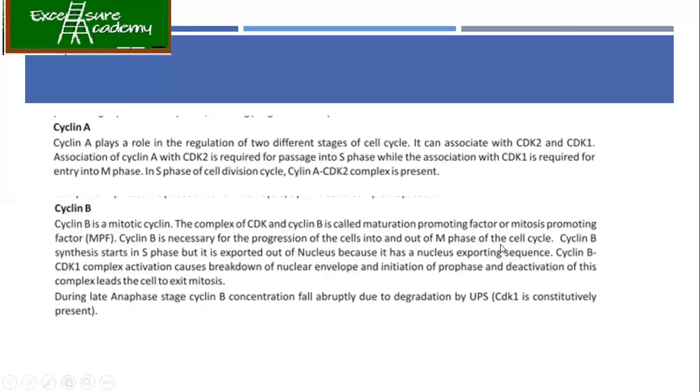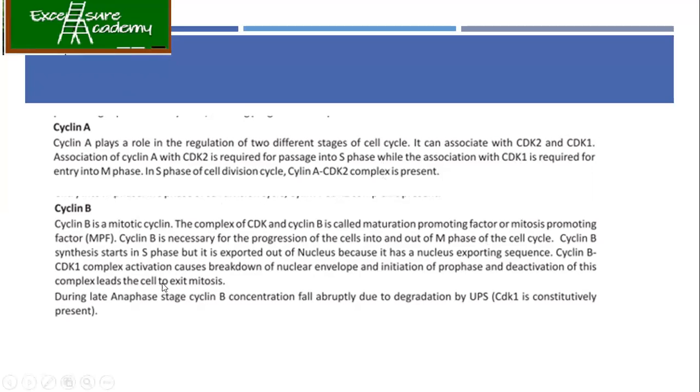So cyclin A and B. Cyclin A plays an important role in the regulation of two different stages of the cell cycle. Association of A with CDK2 means it is in the S phase. If it is associated with CDK1, then it means it is required to enter into the M phase. Okay. Now, B is a mitotic cyclin only. You can see that A is present for both S phase as well as for the M phase, right? Whereas B is only meant for mitosis.